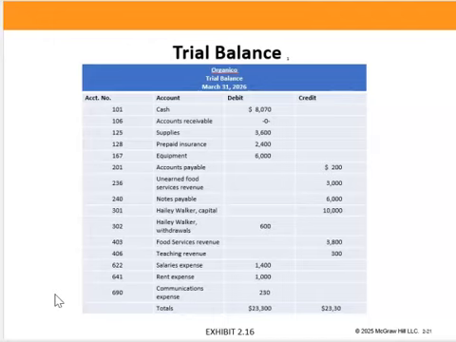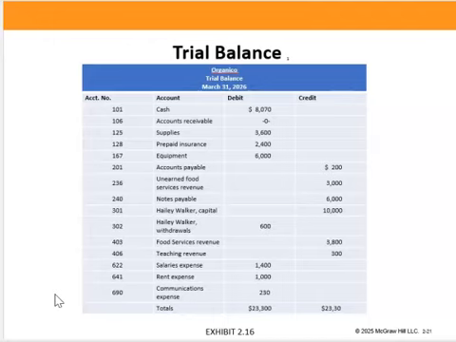Then we add up all of our debits and all of our credits, and it has to balance. If it doesn't balance, there's an error somewhere. Quite often, if you go back and look at your journal entries, maybe you forgot to post something into the general ledger. Maybe you transposed or mixed up the numbers when you transferred the ending balance in the general ledger over to the trial balance.